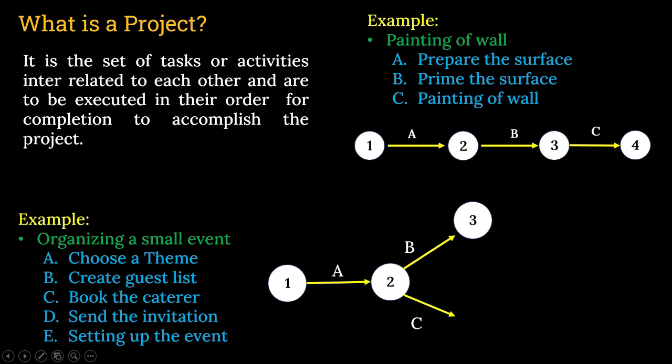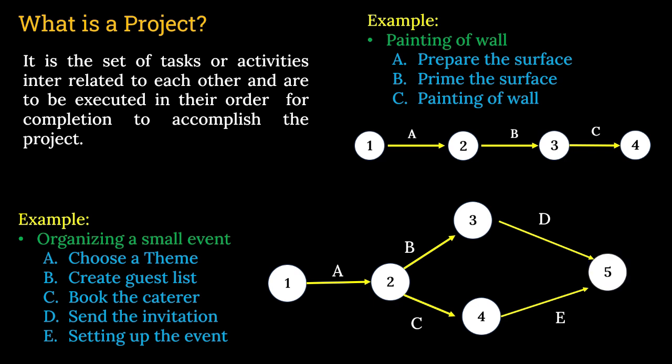Then once these 2 things are completed, then only you can start the invitation to the guest. Without preparing the guest list, you cannot send the invitation. That is very obvious. So once B is completed, then only D, your invitation, will start. And once your catering is booked, then only you can ultimately set the event, that is E, and it is the final culmination day. Okay, this is the network.